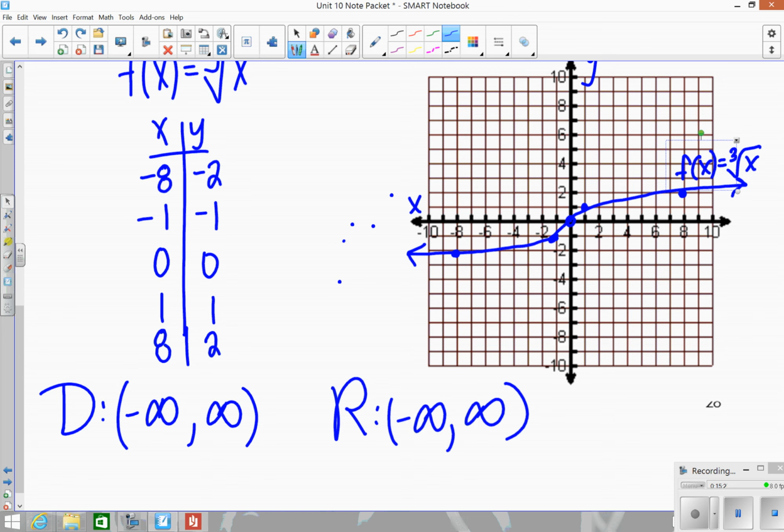So those are the basic parent functions, and then what we're going to start to do is look at a couple more types of functions, and then we're going to start looking at transformations of these functions. How do we move them around the graphs? What do the numbers mean that are added on at the end, or the numbers that are added inside of the function, the numbers that are being multiplied? We're going to look at how those affect the graphs.